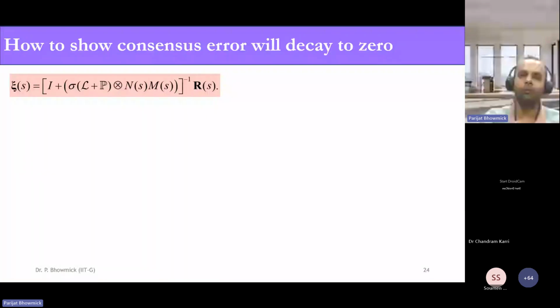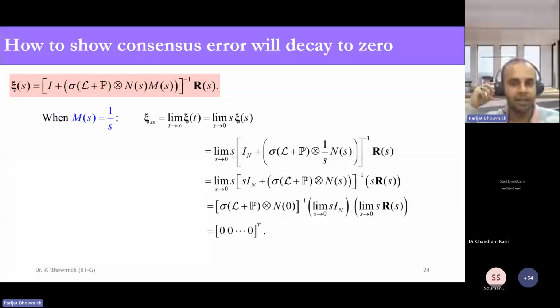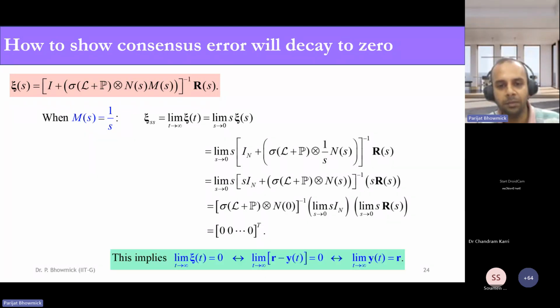Let's see how we can prove that. Again, I'm following the way I mentioned in the slides 2 or 3 slides before. You first find the expression of the error dynamics, and then you apply the final value theorem. The plant is 1 by s square, and the controller is an SNI controller. Being SNI, it will always be asymptotically stable. So N(0) will exist. Eventually, after putting all the limits, the steady state error will be 0, which will ultimately imply that all y will reach r asymptotically. This proves that the consensus will be achieved.